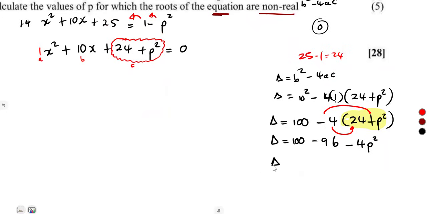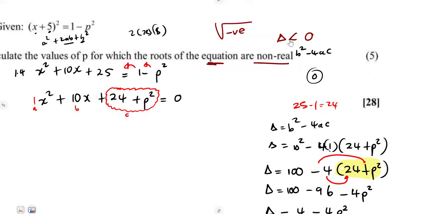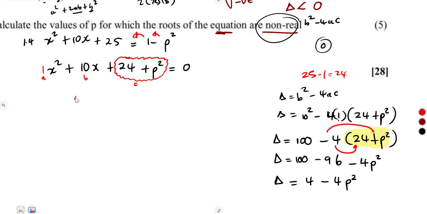So our delta is going to be 100 minus 96, which is 4, minus 4 p squared. This is our discriminant, our delta, which must be less than 0 for us to have non-real roots. So that is the condition that we're going to use. It is less than 0. So this whole part, 4 minus 4p squared, is less than 0.